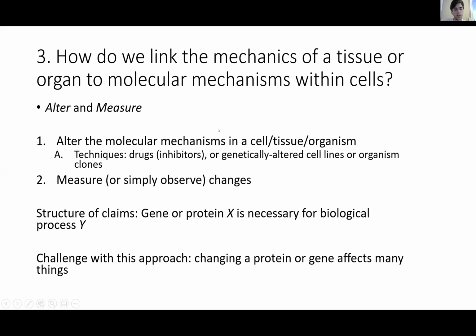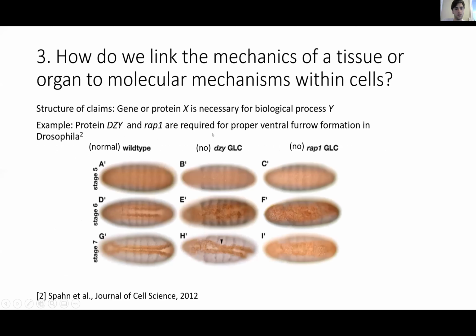Right. And so one challenge with this approach is that when you change a protein or a gene in a cell or an organism, this will affect many things in the organism or in the cell, and so it can be difficult to tease apart exactly which change is affecting which specific process, and so that's why the structure of the claims looks like what I mentioned there. And I'll just show one quick example of this from a paper here.